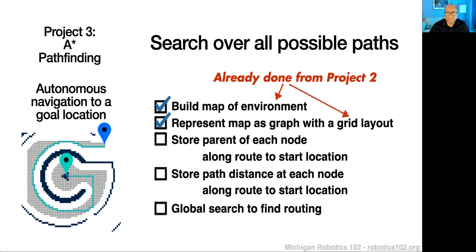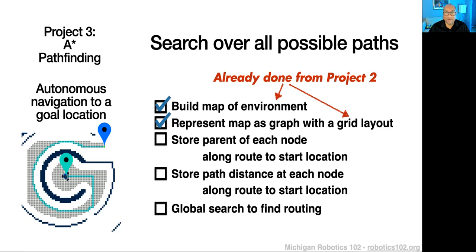What we're really going to do is store routing information at every cell back to our start location. That routing information will tell us what's the parent along the route, what's the cell that we need to travel to next in order to move on our route towards the start, and what's going to be the distance if we followed that route to the start location. And we'll use a global search algorithm to find that routing at each of our cells.